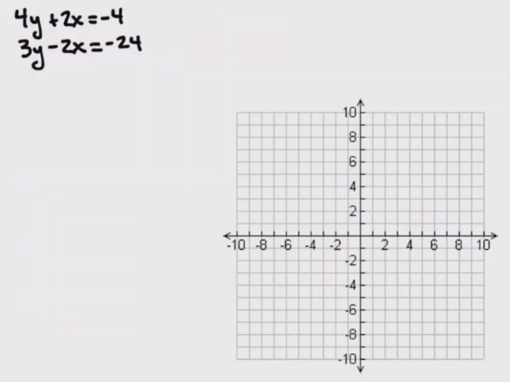All right, just another practice problem. Why don't you pause the video and please solve this system of equations using the exact same strategy as before.